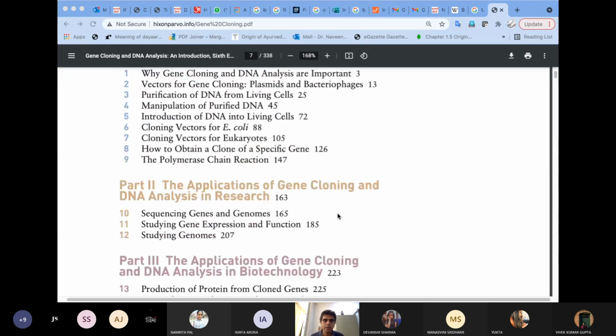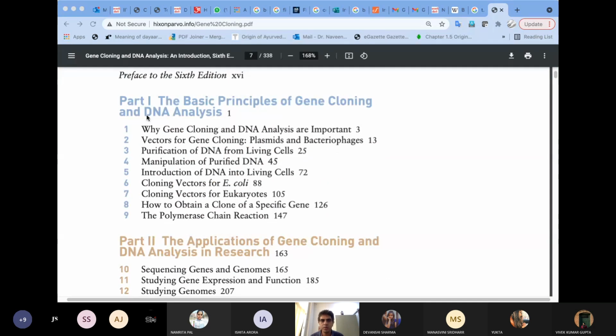So what can you get from this book? The basic principles of gene cloning and DNA analysis: why gene cloning, DNA analysis and its importance. Vectors for gene cloning, plasmids and bacteriophages. This is the module we are going to talk about. And purification of DNA from living cells. This is also the part you want for the laboratory, so it will give you all the desired principles.